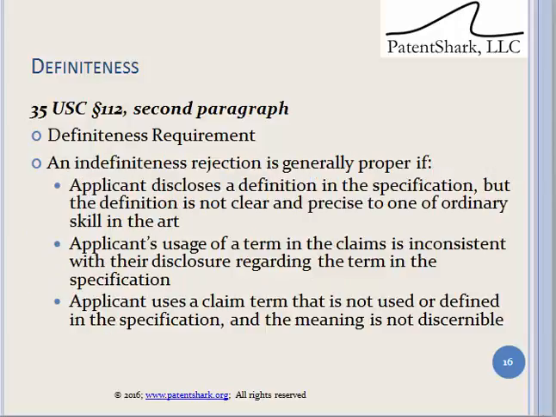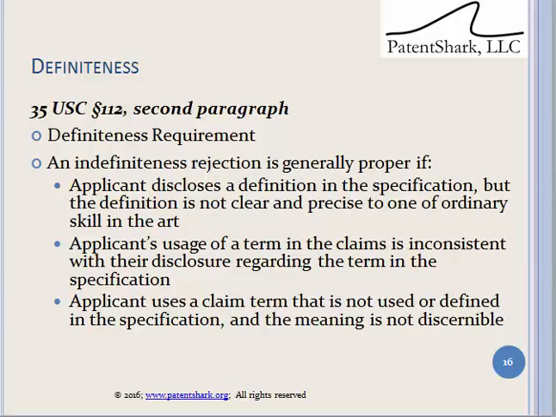So, an indefinite rejection is generally proper if the applicant discloses a definition in the specification, but the definition is not clear and precise to one of ordinary skill in the art, or if the applicant's usage of some type of a term in the claims is inconsistent with their disclosure regarding the term in the specification. And again, or if the applicant uses a claim term that is not used or defined in the specification and the meaning is not easily discernible. So in those instances, a definiteness or 112 second paragraph rejection is appropriate by an examiner.